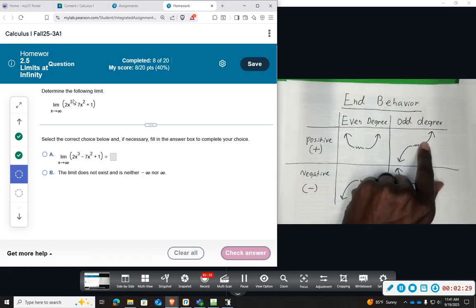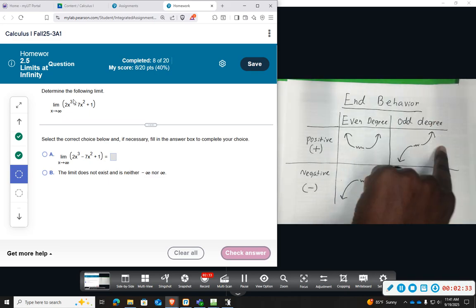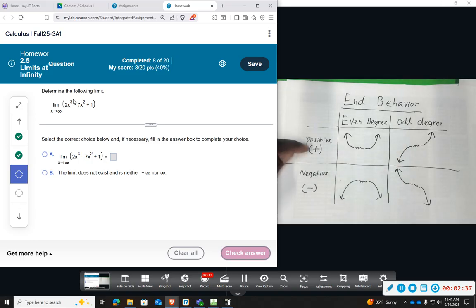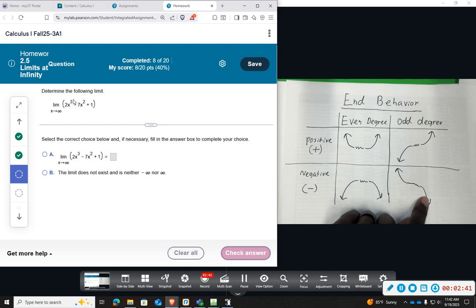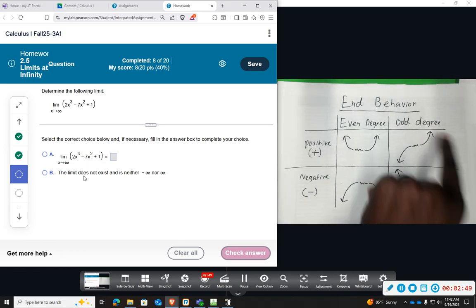So either I'm looking at, as I go to positive, we're going to positive infinity. As I go to negative, I'm going to negative. Or if it is a negative coefficient, it'll just be flipped. So the coefficient is a +2. So that tells me as I go to positive infinity, I'm also going to positive infinity.